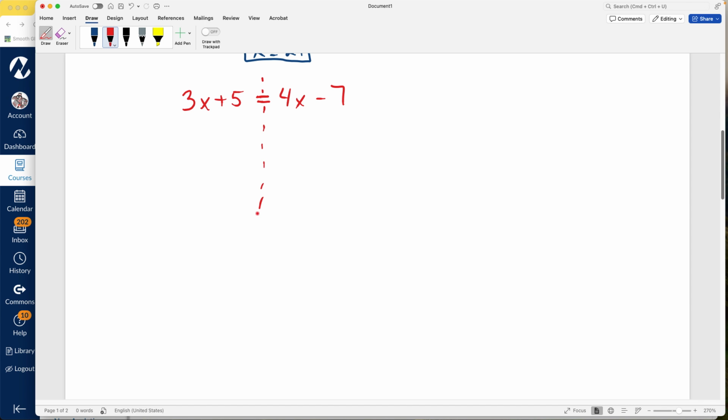We've got some like terms here, but we got them on opposite sides of the equal sign, right? I think of this as a river and we're having a picnic. So let's get the family together, get the x's together. So I want to bring either the 3x over to the 4x or the 4x over to the 3x. How can I make that happen? How would I do that?